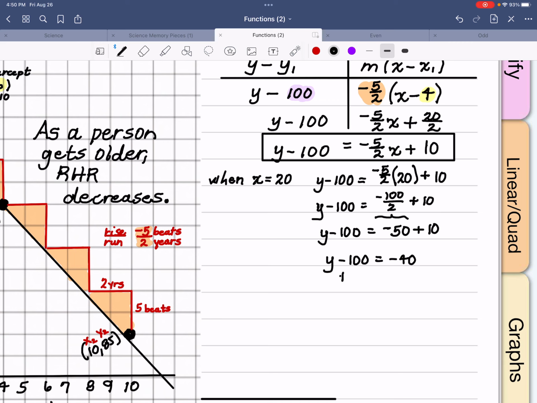And then let's move the 100 because we want y by itself. We know x, we need y by itself. So you would be saying this cancels. Y is 60. That is the heart rate for a person who is 20 years old. You could also write it this way. When you're 20 years old, your resting heart rate is 60.